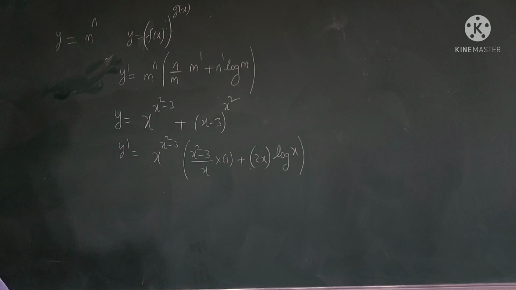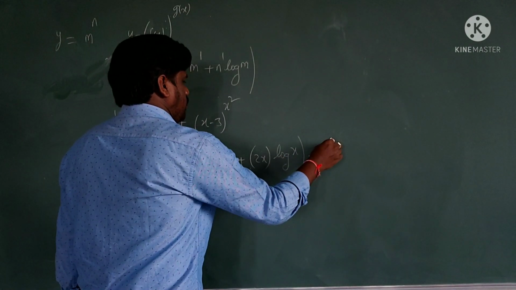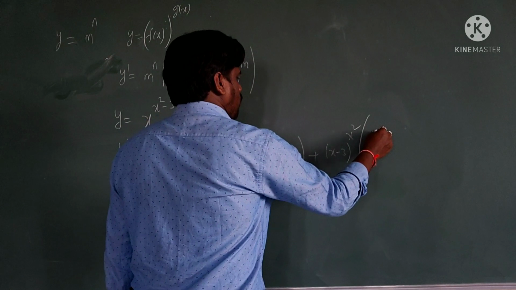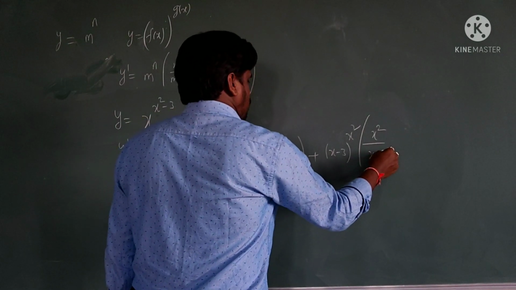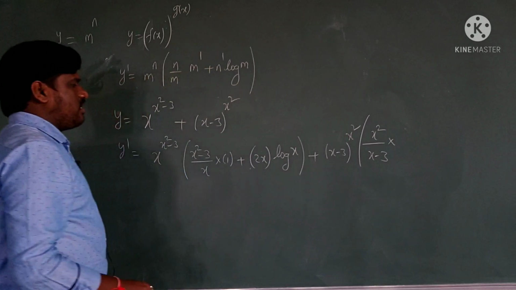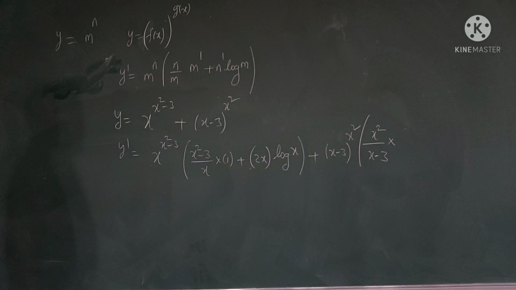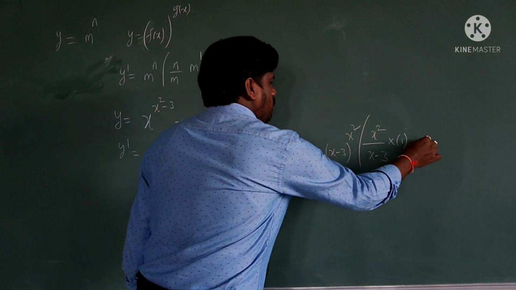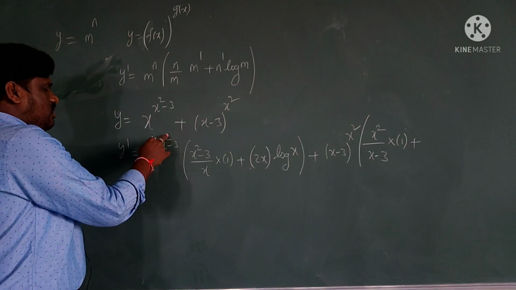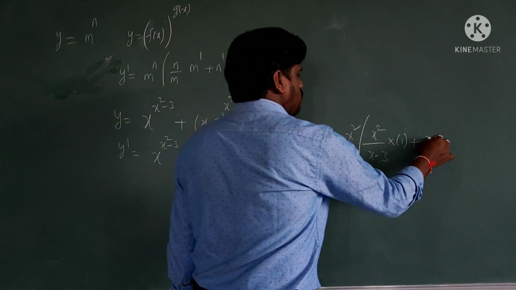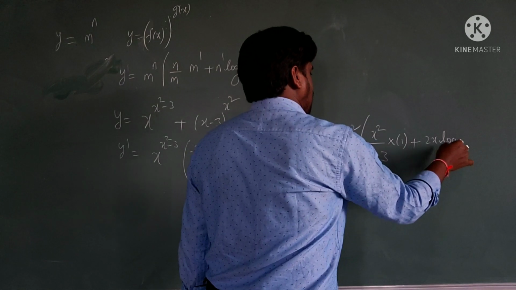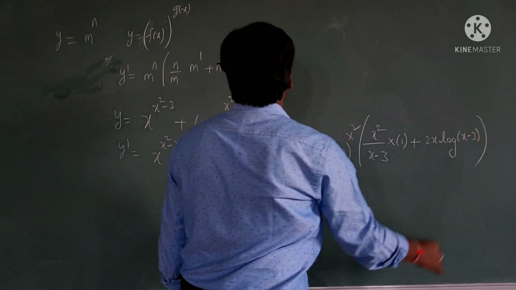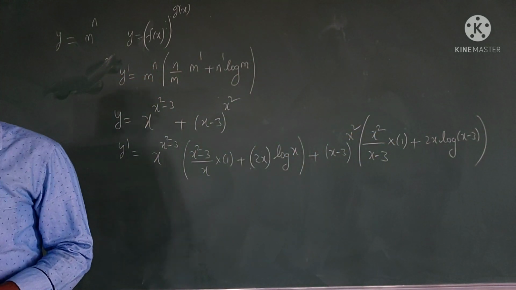So same way you can do the second part, this part here. You can write as x minus 3 whole square, and I can write this is x square divided by x minus 3, and differentiation of what? Differentiation of m. M means x minus 3. Differentiation of x minus 3 is 1, and then plus, then you have differentiation of x square. X square differentiation is what? 2x. And log, what is n here? M. So this is the answer. So only this is the way to do it.